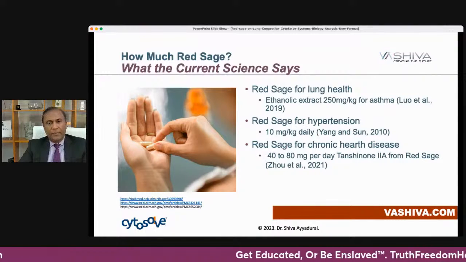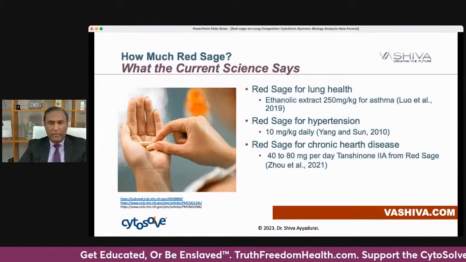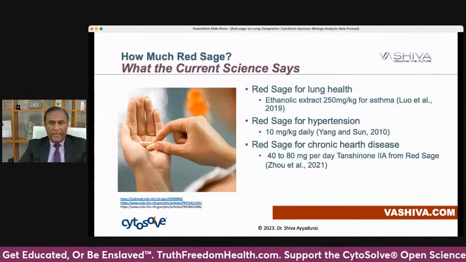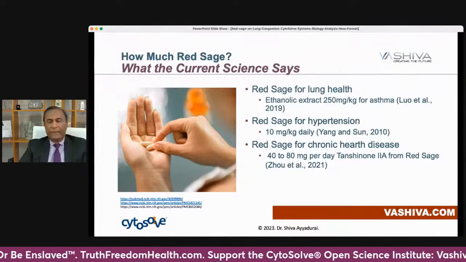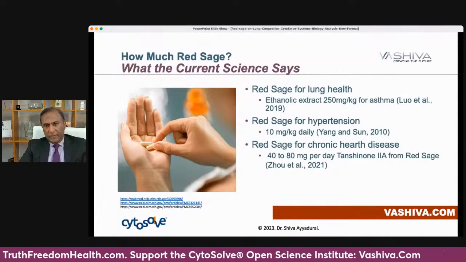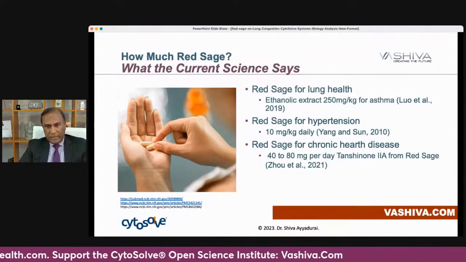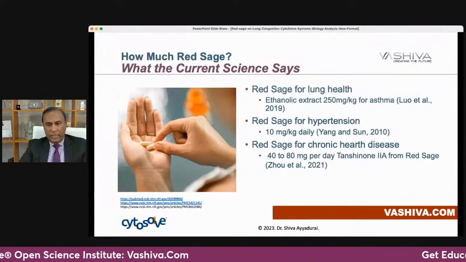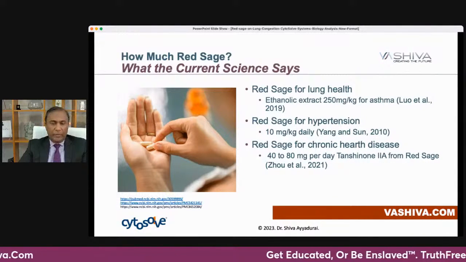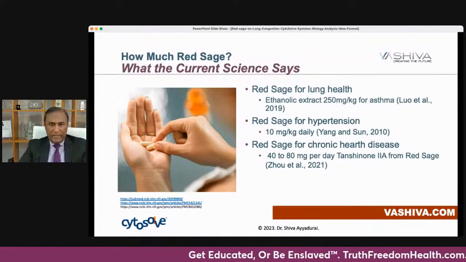Red sage for hypertension, 10 milligrams per kilogram daily. It's from Yang and Sun. That's if you have heart health issues, hypertension. Now for chronic heart disease, 40 to 80 milligrams per day of tanshinone 2A from red sage. That's that very particular molecule we found out where people are doing extracts of that, and that's Zhao et al. in 2021.